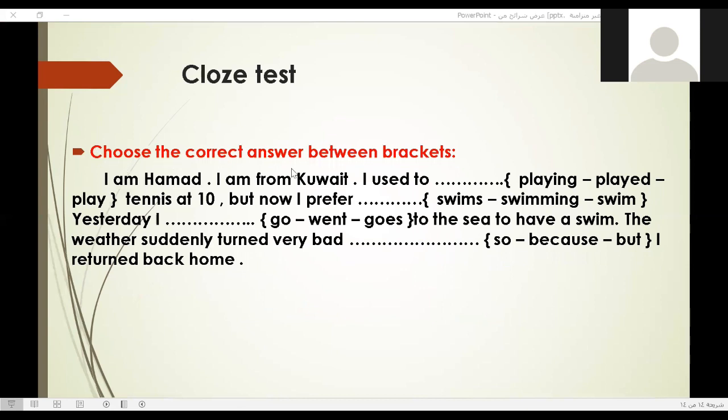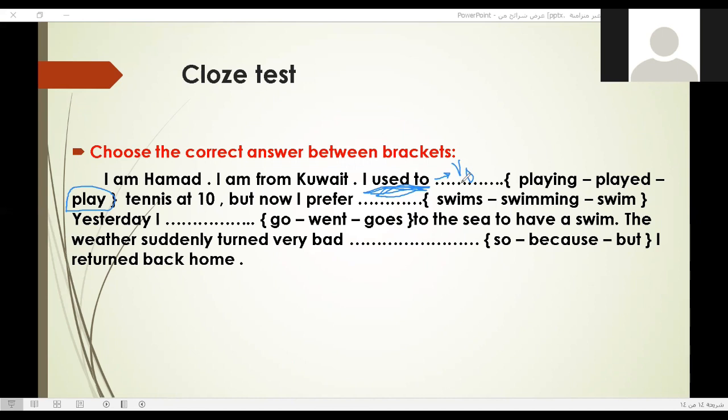Now the last exercise with us today. Choose the correct answer. Can you do it, please? I am Hamad. I am from Kuwait. I used to play tennis. Why did you choose play in the infinitive form? Because it's not in the past, but it's kind of in the past. It's in the past, but why did you choose the infinitive form? Because we have used to. After used to, you should use the infinitive form of the verb. Okay, go on.